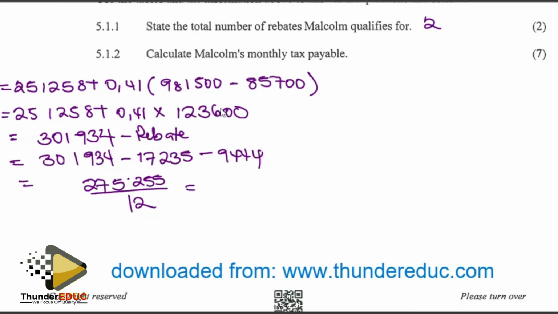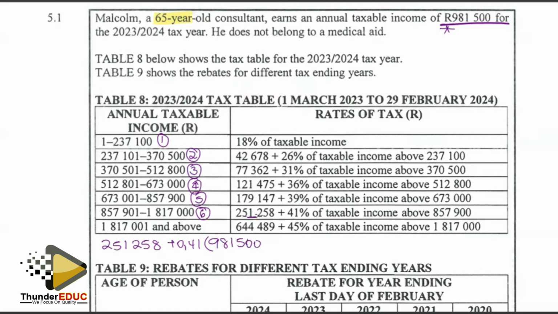What we do, we shall use this number here. We write this number the way it is, plus 41%, which we write like 0.41. Open, you put the money he gets, which is 981,500 minus this number that is found inside there.